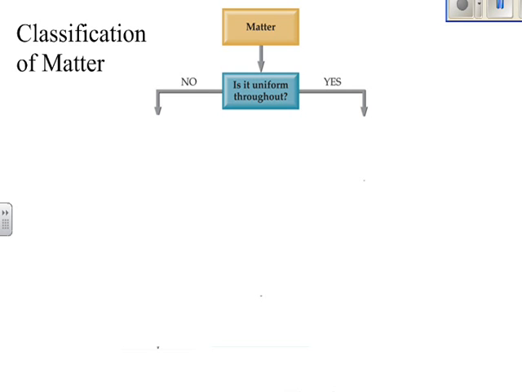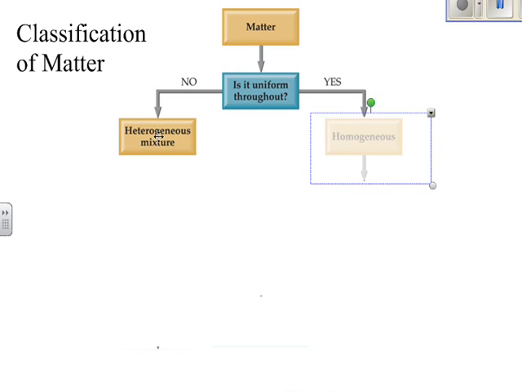So we'll take a brief moment to look at the classification of matter. The first question you want to ask yourself is whether the substance has uniform composition throughout. If the answer is no, then you would have a heterogeneous mixture. If it does have uniform composition throughout, then you would have a homogeneous sample.